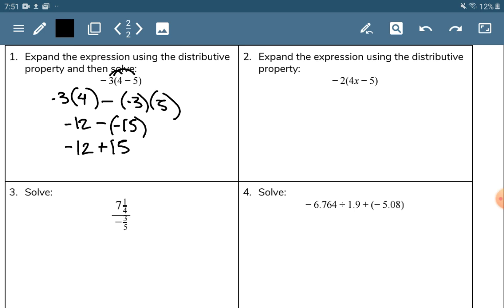I know that my signs are different. That means I'm going to be subtracting them. 15 minus 12 is 3, and I have more positives. Therefore, my answer to this one is a positive 3.